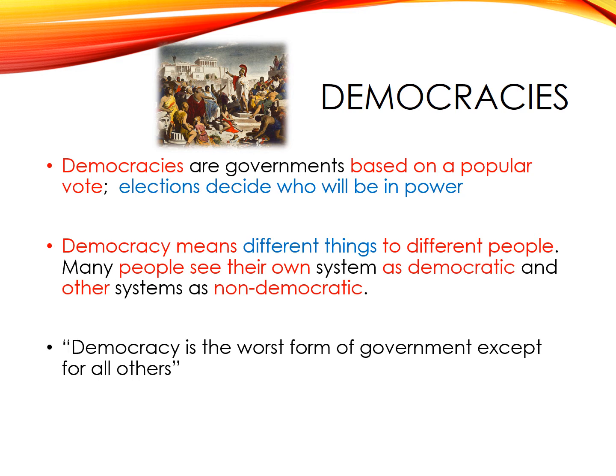Before the 19th century, few people considered democracy desirable. But today, very few people would admit opposition to democracy. Almost every important nation claims to be democratic. Democracy means different things to different people. Many people see their own system as democratic and other systems as non-democratic. Some bright sparks said, democracy is the worst form of government except for all others.